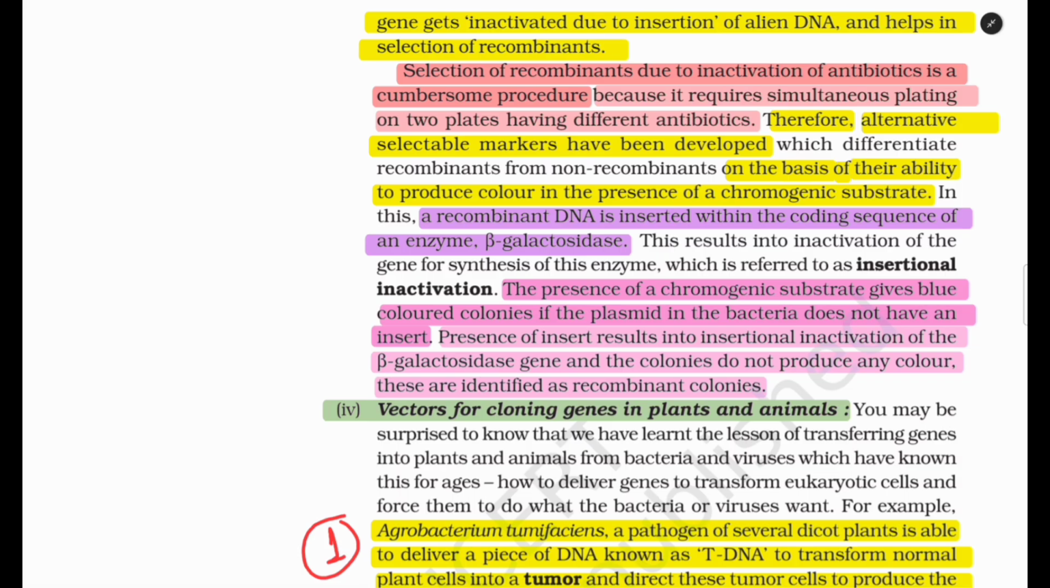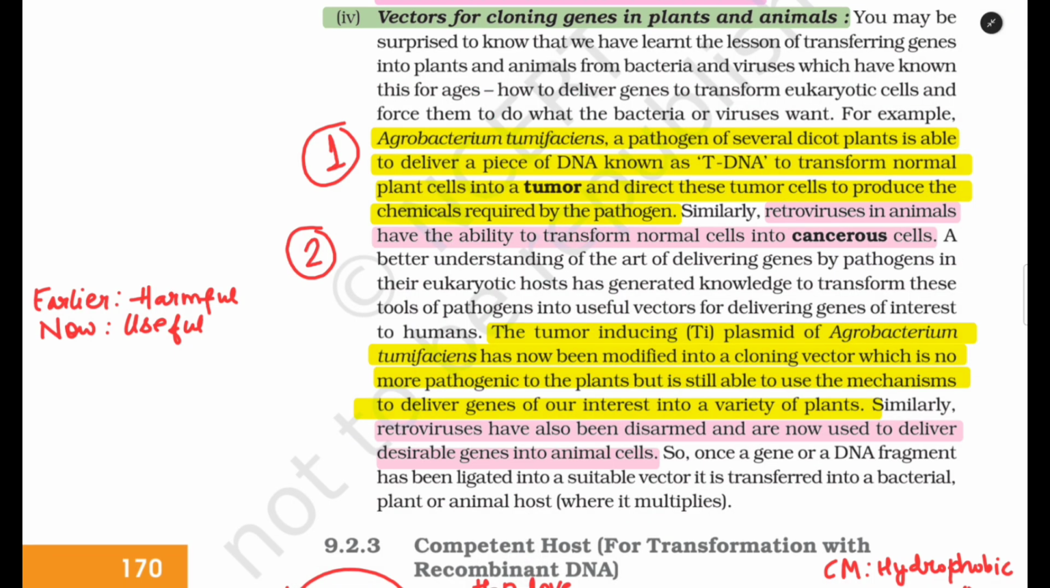The presence of a chromogenic substrate gives blue-colored colonies if the plasmid in the bacterium does not have an insert. Presence of insert results in insertional inactivation of the beta-galactosidase gene, and the colonies do not produce any color. These are identified as recombinant colonies. Number 4. Vectors for cloning genes in plants and animals. You may be surprised to know that we have learned the lesson of transferring genes into plants and animals from bacteria and viruses, which have known this for ages.